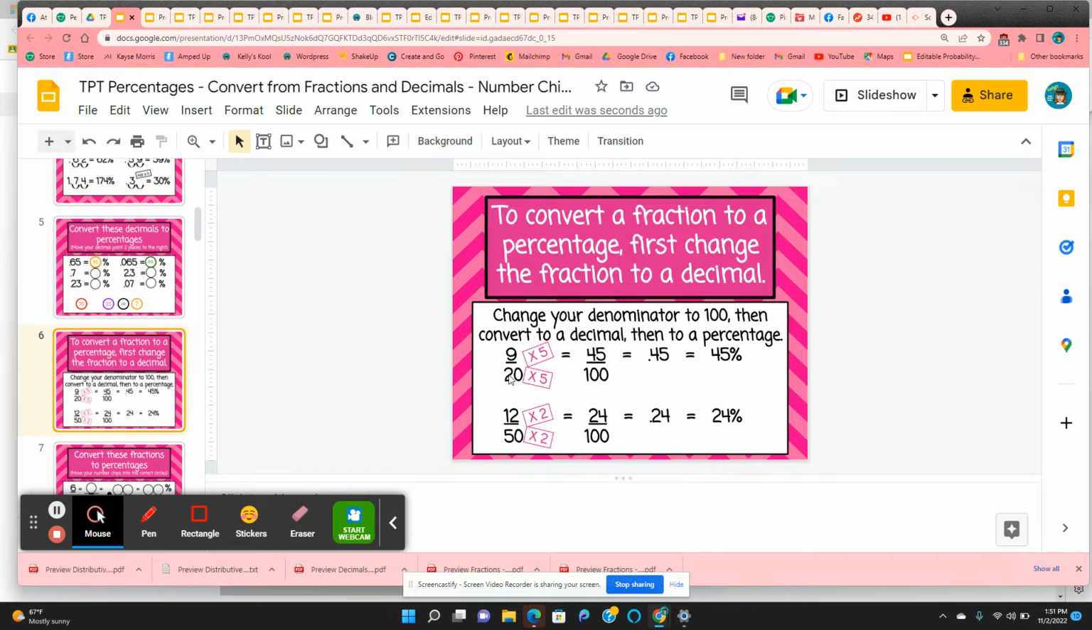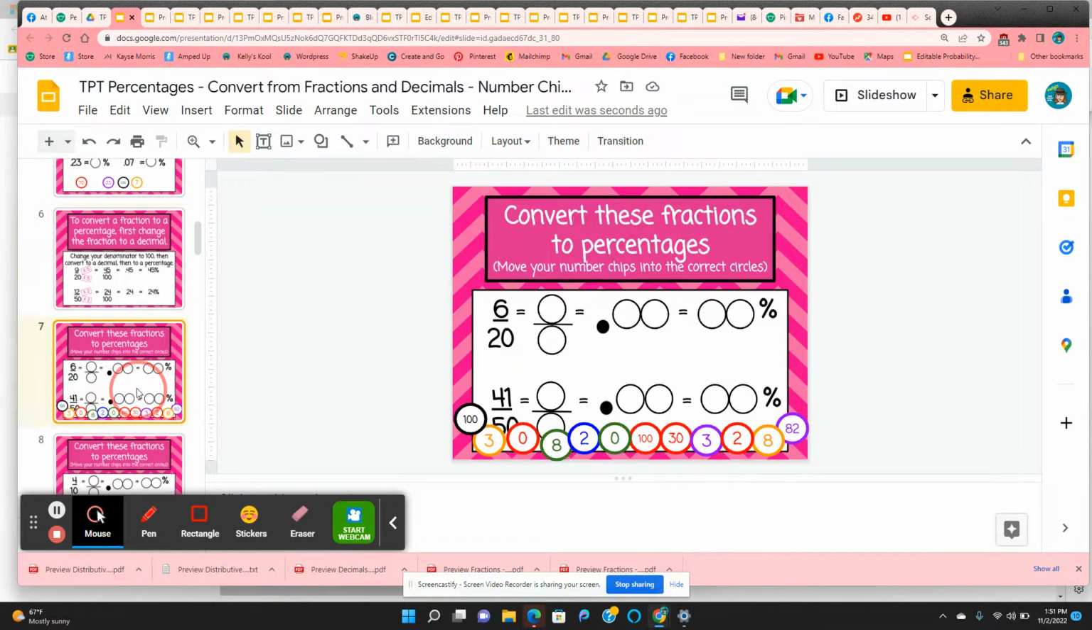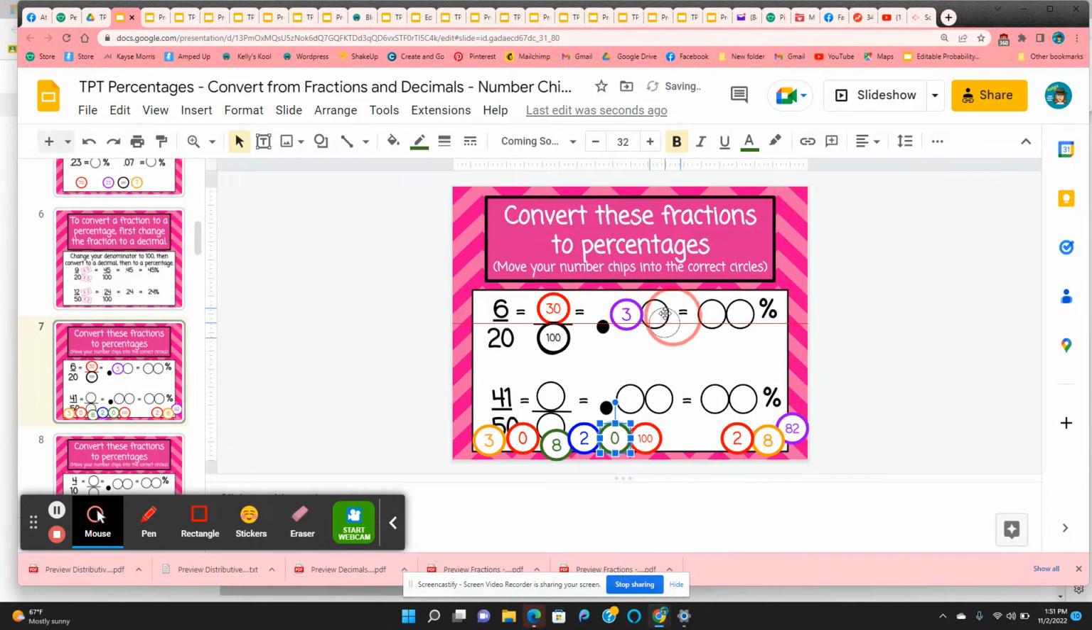Now they may also have to first convert their fraction to an equivalent fraction with 100 in the denominator. And then it's pretty easy to change it to a decimal. So they've got a few to practice here. So 6/20ths, they would convert that to 30 hundredths, multiply by 5, and that would give them a decimal of 30 hundredths, which is 30%.